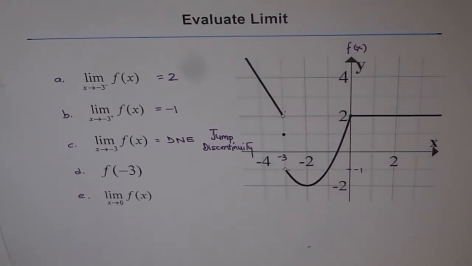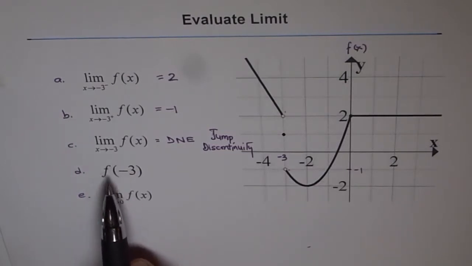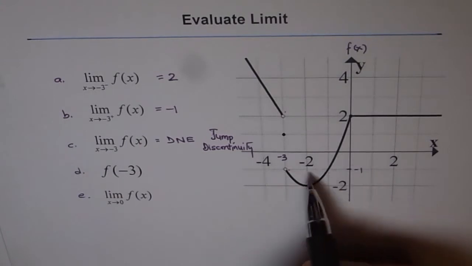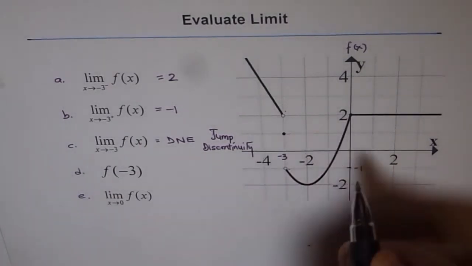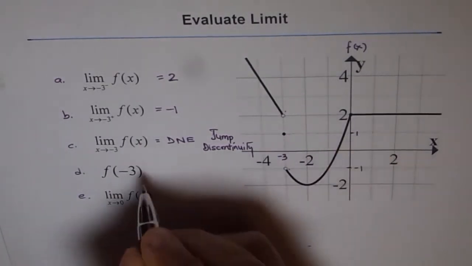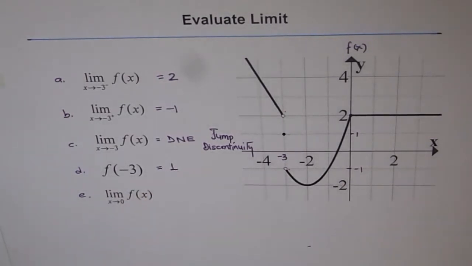Now, part D is value of function at -3. F of -3 means value of function at -3. So at -3, the value of the function is this, right? Which is 1. So the answer for this is 1.